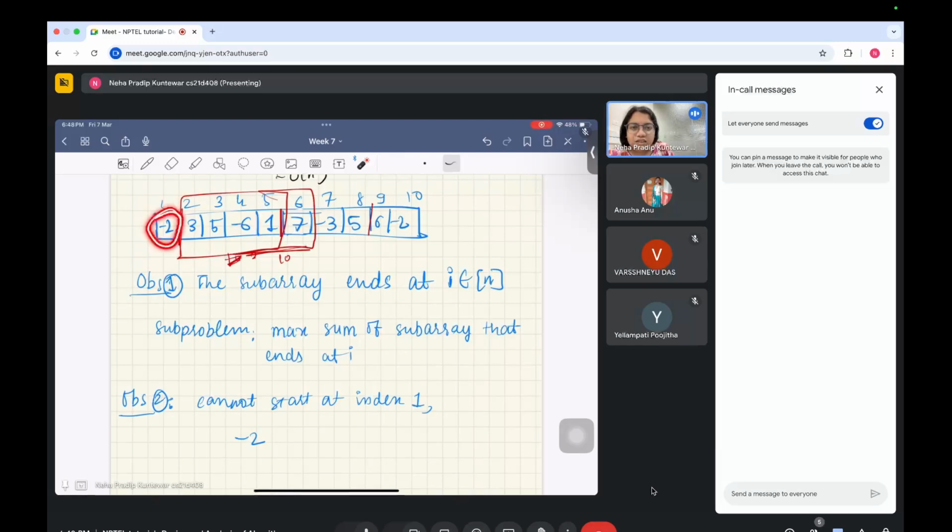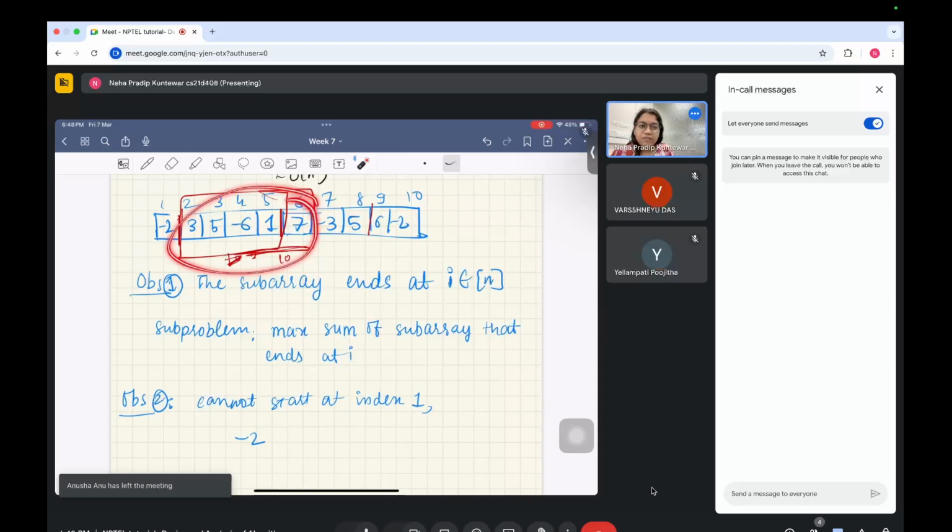Having a negative number here is only going to decrease the sum of my subarray. It's never going to increase. So if there is a subarray with some sum, I should just avoid the negative one in the beginning. I'm saying, not anywhere in the middle. Just in the beginning you cannot take a minus 2. So these are the two simple observations that we are going to use to build our entire solution.